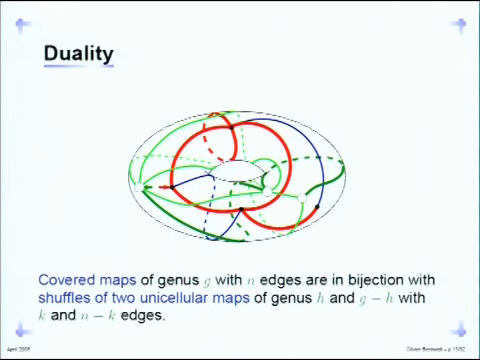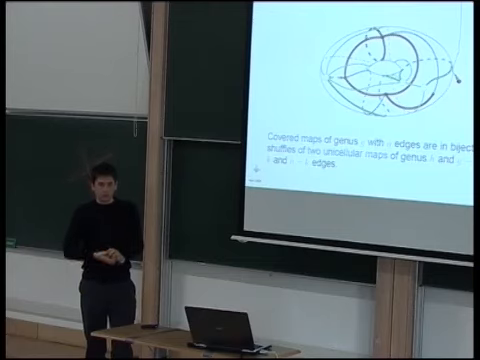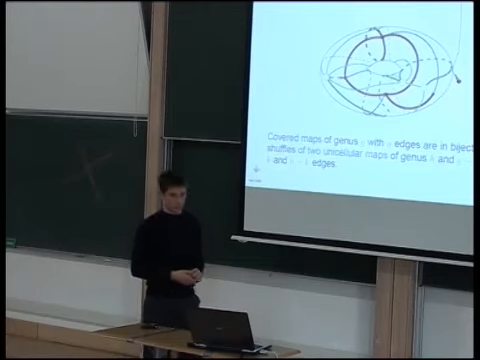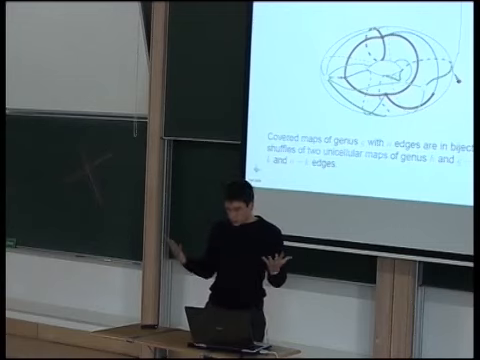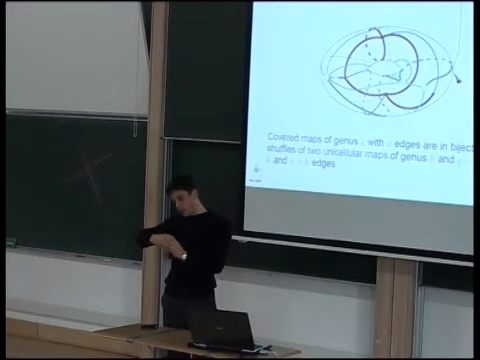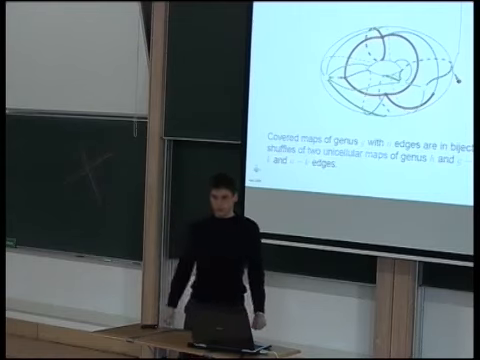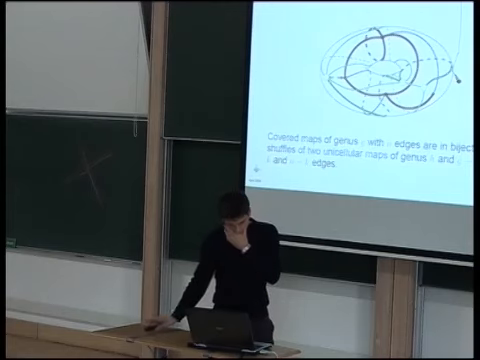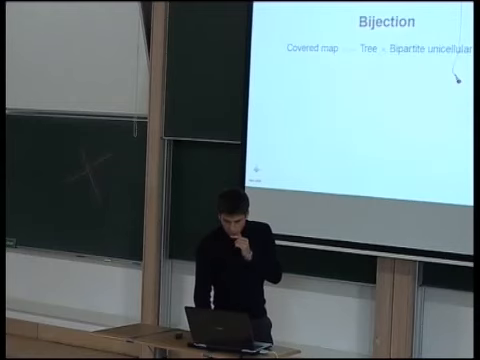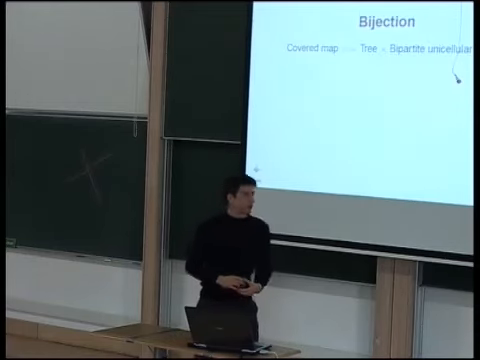Just take two unicellular maps and try to glue them together. It's easier to think of it in the plane, but it also works on higher genus surfaces. So in the plane, you just take two trees, and you have to say exactly how they shuffle. Okay, so that's all for the definition, and now we are coming to the results.